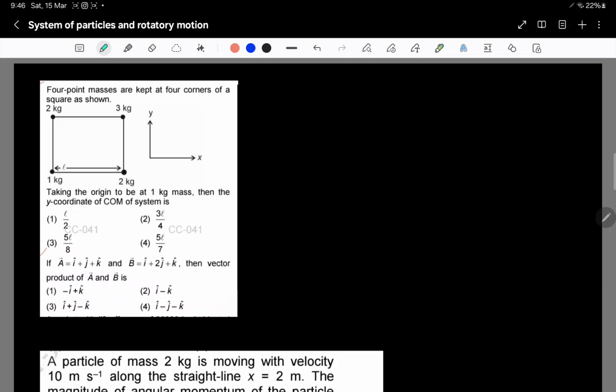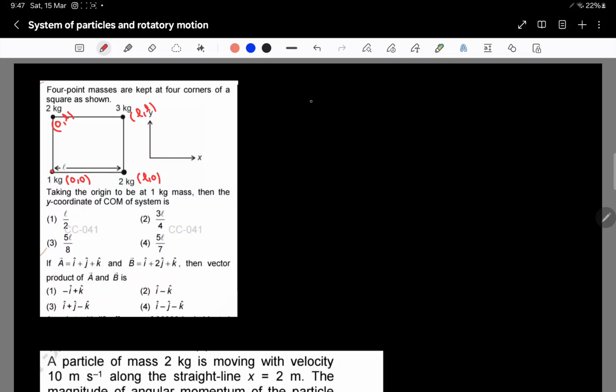Four point masses are kept at four corners of a square as shown in the diagram. Taking the origin to be the 1 kg mass, what is the y coordinate of the center of mass? Important, students. Now the 1 kg mass is at the origin, so this position is (0, 0). With side length L, the next is at (L, 0), the 3 kg particle is at (L, L), and this 2 kg particle is at (0, L).